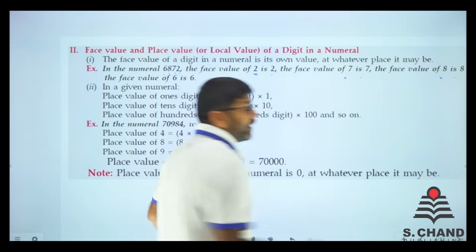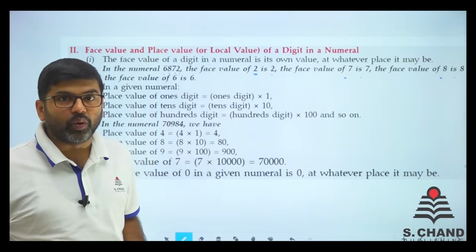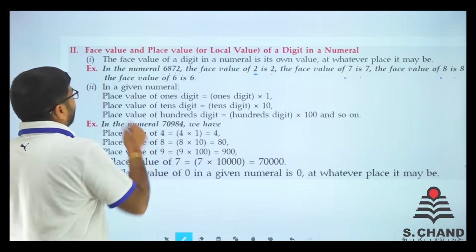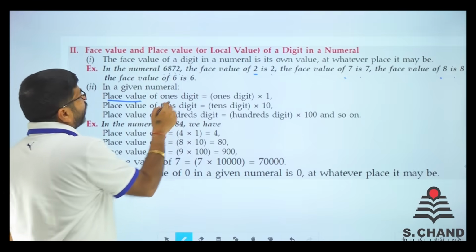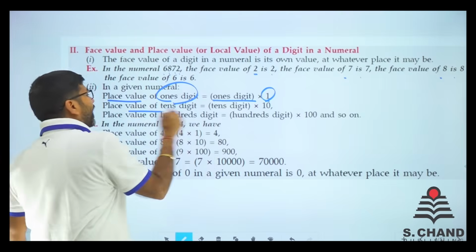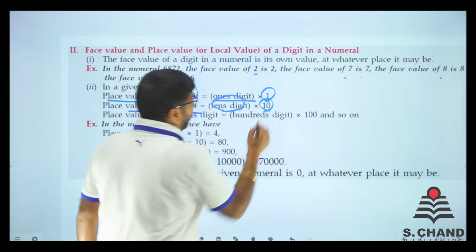So whatever it is looking like, it is known as face value. But there is a term called place value. What is that place value? Place value of one's digit is one's digit into 1, tens digit into 10.